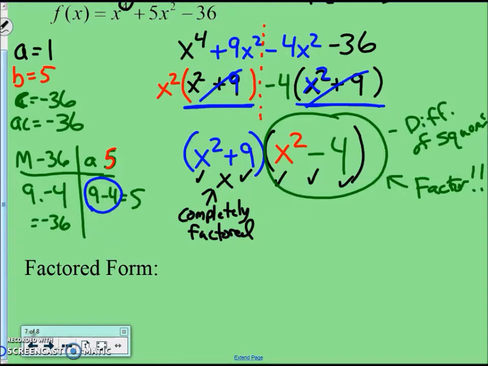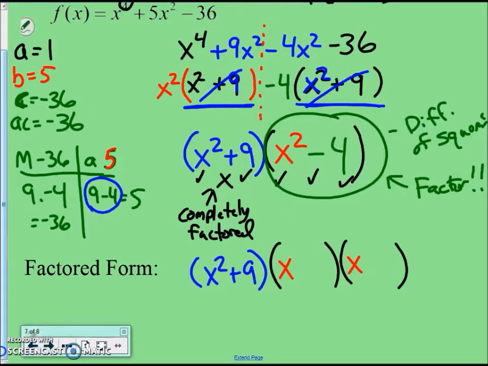At this point, we would get as our factors x squared plus 9. And since we've done this enough, I think it's pretty obvious that when we factor x squared minus 4, you're going to have x and x. The square root of 4 is 2, so you're going to have 2 as your second term, and we're going to go plus and minus with it. All right.